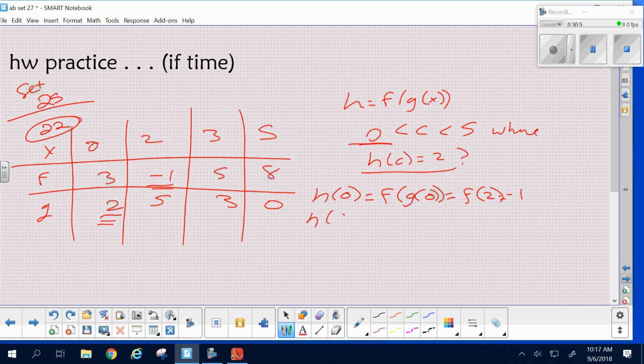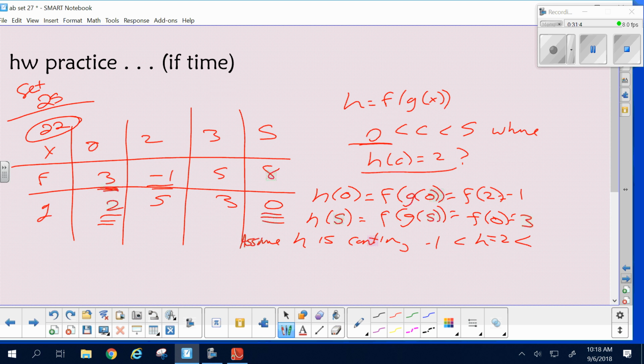Then do the same at 5. F of G of 5. G of 5 is 0. F at 0 is 3. So it looks like H went from -1 to 3. If it went from -1 to 3, it has to pass through 2 on the way. So that's when you say IVT. H is continuous. Actually, I don't even know if I told you it's continuous, but let's assume H is continuous. And that 2 is between -1 and 3. That point they asked about is between the two endpoints. So by IVT there must be a point where H equals 2. Does that make sense? Okay.